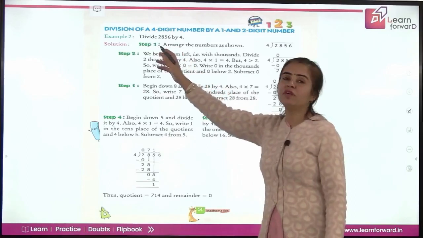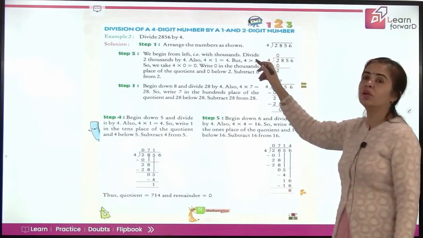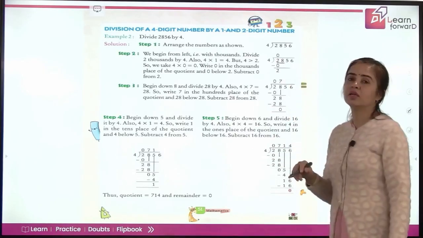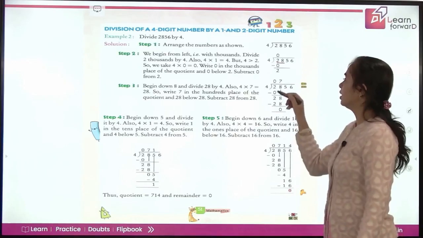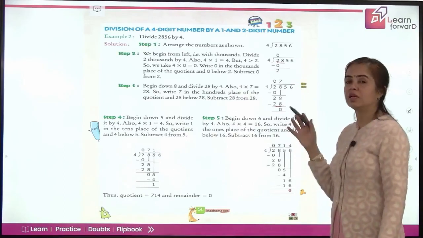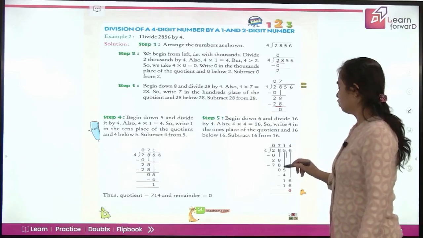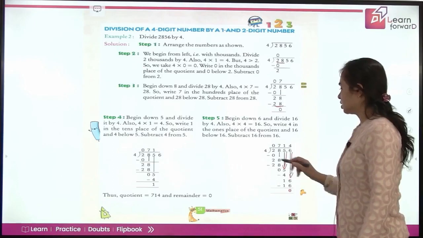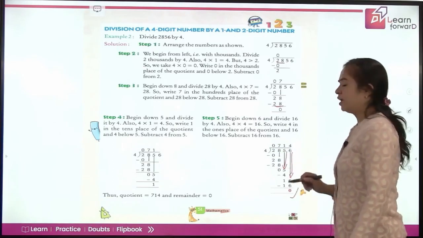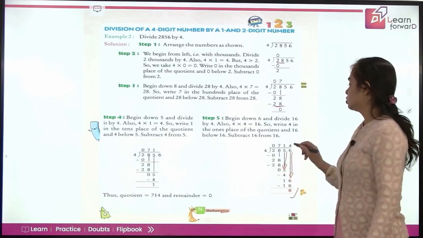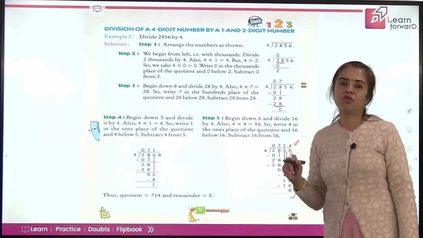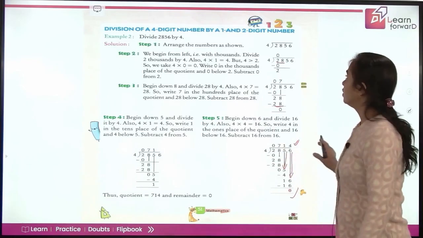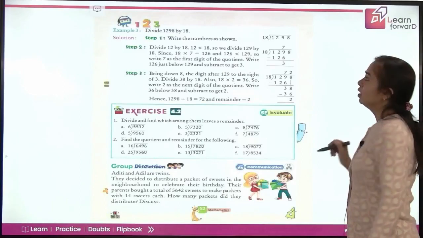So, if you have to divide 2854 by 4, let's start. 2 is not possible, so we take 2 places together, 28. 4 7s are 28. So, we are done with this. Nothing left? Okay, we bring down 5. Now, 4 1s are 4. Subtract, you get 1 and bring down 6. Now, 4 4s are 16 and you are there with 0 as the remainder. So, your quotient is 714. This is your division of a 4-digit number by a 1-digit number.